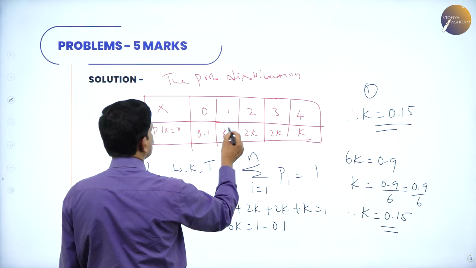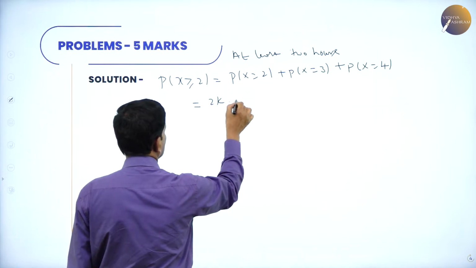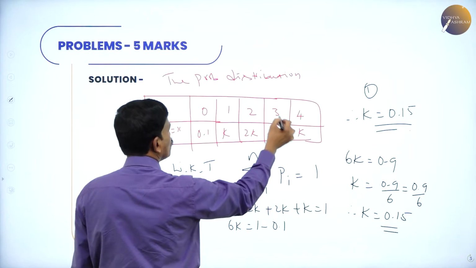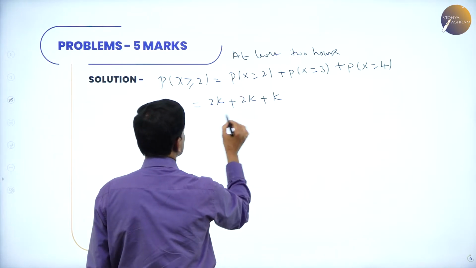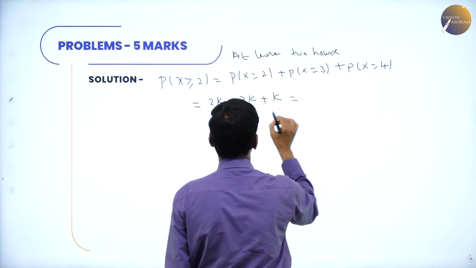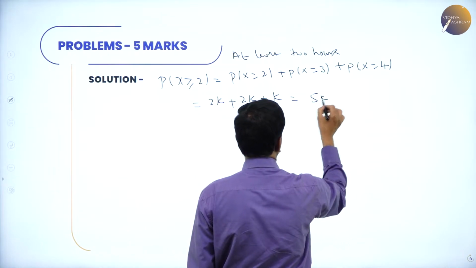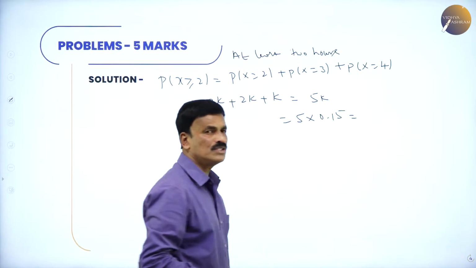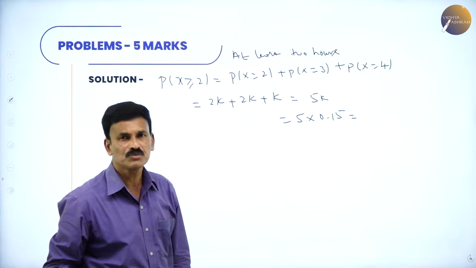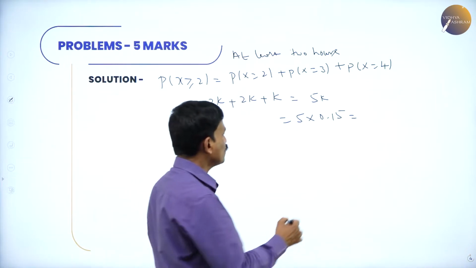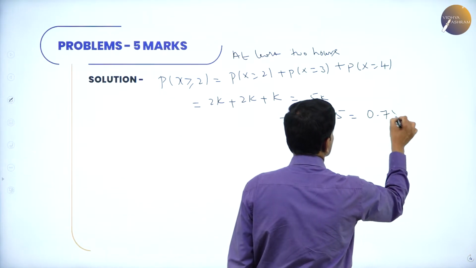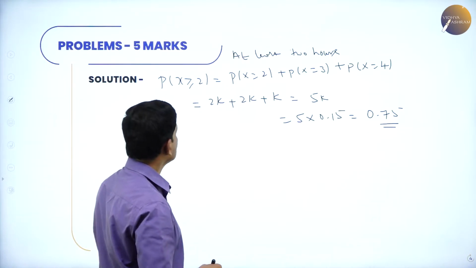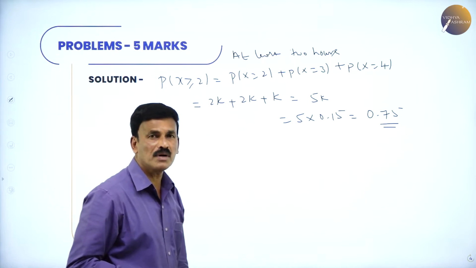At x is equal to 2, the probability is 2k. At x is equal to 3 also it is 2k. And at x is equal to 4 it is k. Simplify this. So, this is equal to 2 plus 2 plus 1, that is 5 times k. Substitute the value of k. So, 5 into 0.15 is equal to 0.75. That's it. If you study at least 2 hours, then the probability is 0.75.